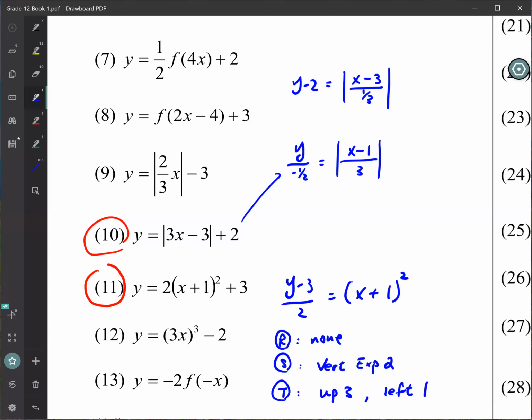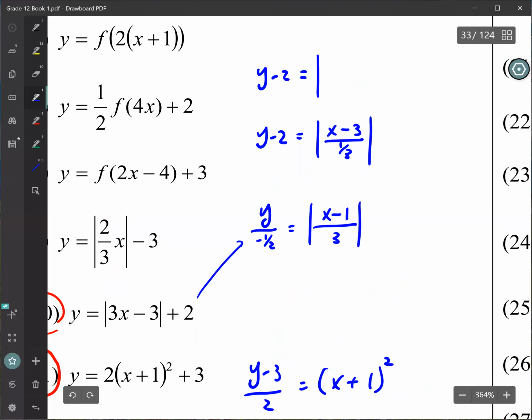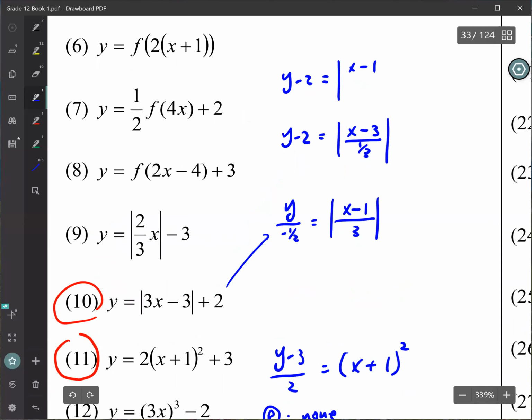Anyone else? I got y minus 2 equals absolute value x minus 1 over 1 over 3. Like that? Yeah. Okay. Anyone else? We have 3 different answers. It's good to have different answers, right? Maybe some of the mistake is yours, so we can learn from it. Anyone else got different? Cindy, what about you? I got the same as Eric. Okay. Tiana? How about Tiana?